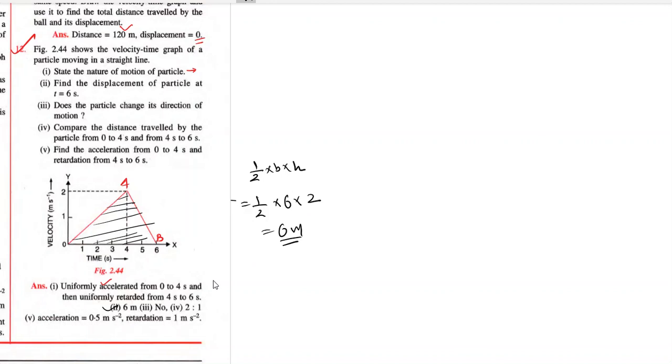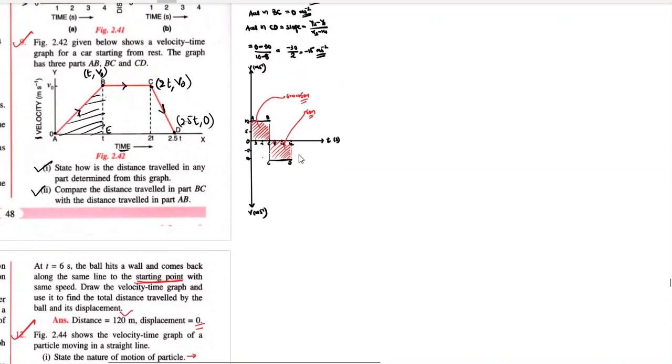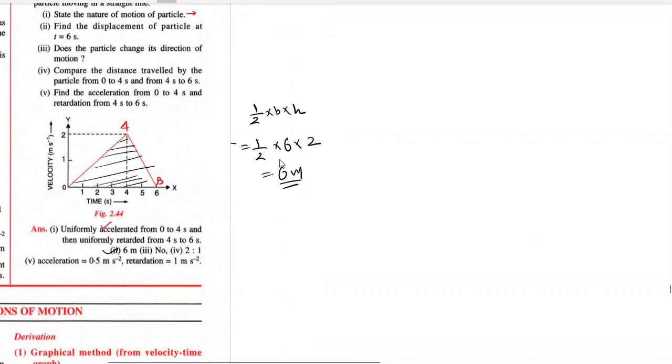Does the particle change its direction of motion? No, the particle does not change its direction of motion because here the graph is only in the first quadrant. The velocity is increasing and then decreasing. The body is increasing its velocity and decreasing its velocity, but the direction of motion is not changing. If the direction of motion changes, then the velocity time graph goes into the fourth quadrant, below the time axis. That's why the answer is no.